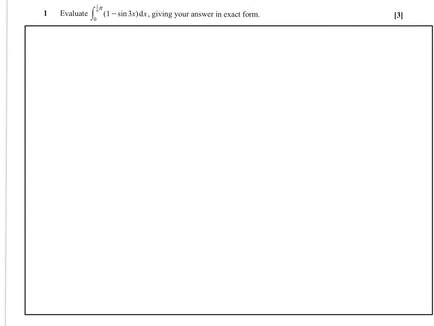Let's make a start on this. Evaluate this integral, giving your answer in exact form. We'll come to that exact form in a moment, but that's important.